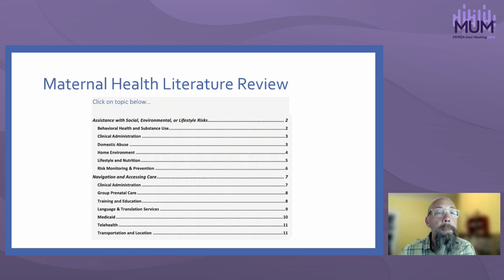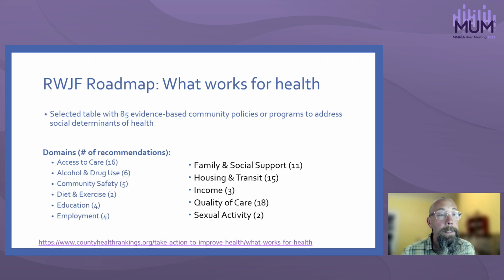So briefly, this is what the maternal health literature review tool looks like. It's basically a document that has hyperlinked topics, and you can click on one of these and it'll take you to that particular section and give a narrative summary of the evidence that was identified. And the Robert Wood Johnson Foundation's recommendations are a wide range of things. The table that we provide has 85 different evidence-based community policies or programs. And this is just an example of some of the domains that they cover. For example, there's 16 different policies or programs that are specific to access to care. There's 11 about family and social support. There's 15 about housing and transit. So there's a number of resources that are available there.